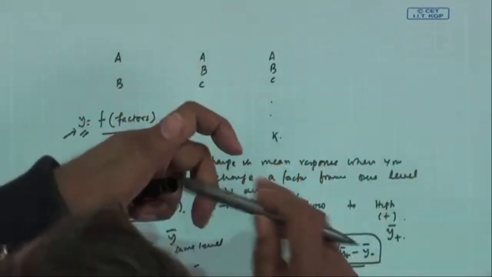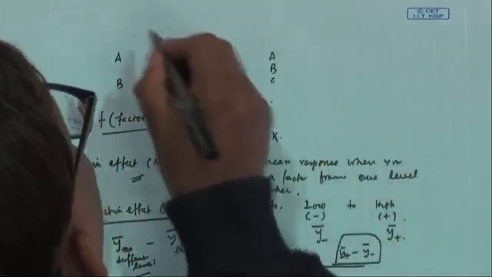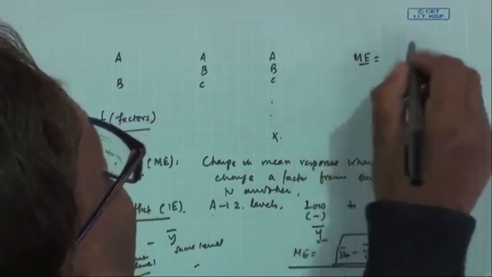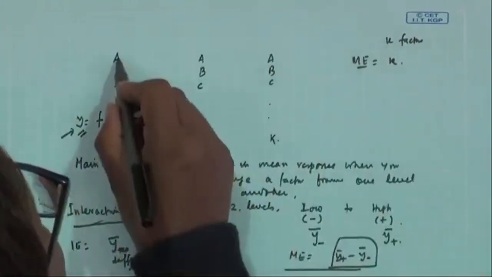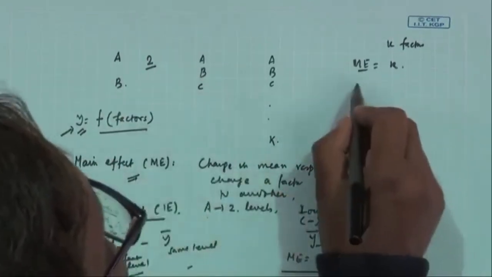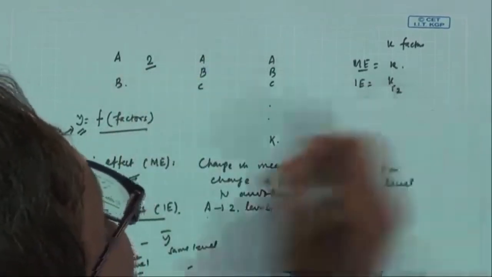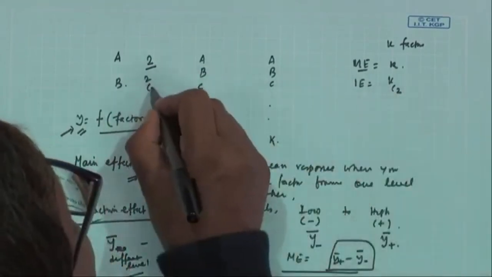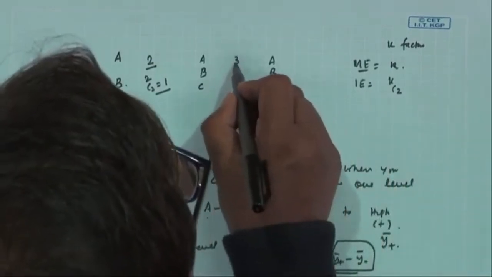Another important thing is the total number of main effects. If there are k factors, the main effects will be k. For example, here there are two factors, so two main effects. The interaction effects will be k C 2. If there are two factors, then 2 C 2 will be 1. Similarly, in the case of three factors, there are three main effects.